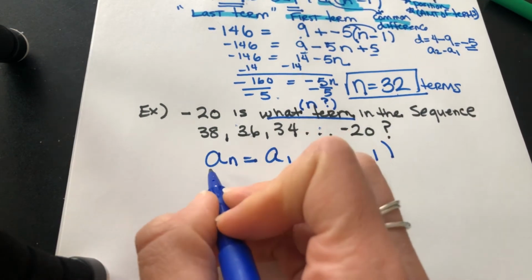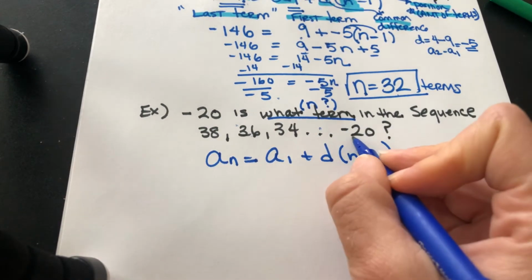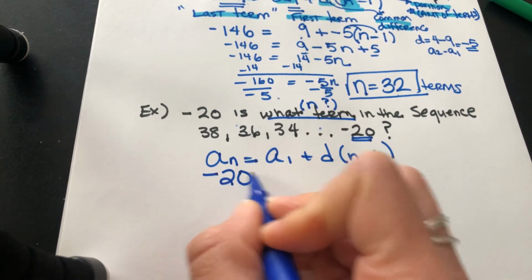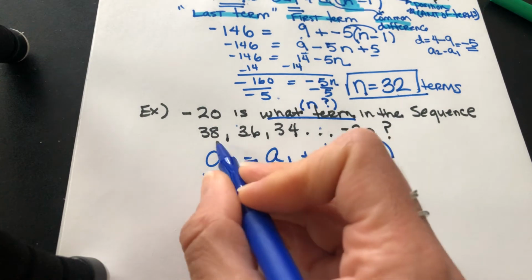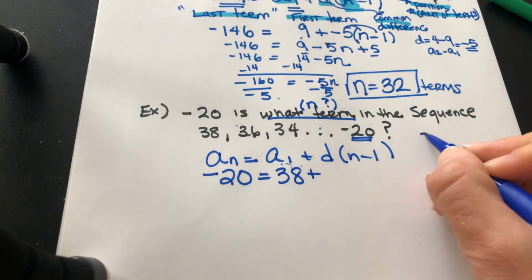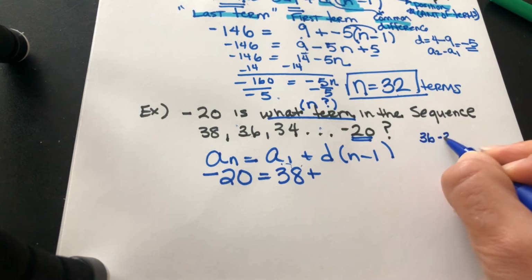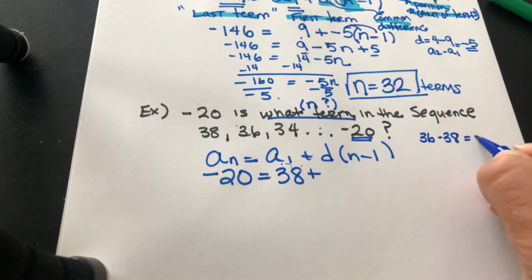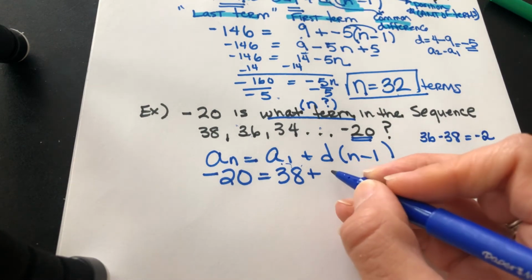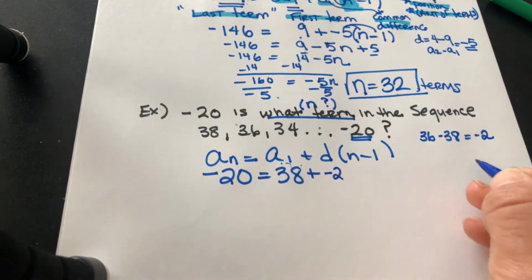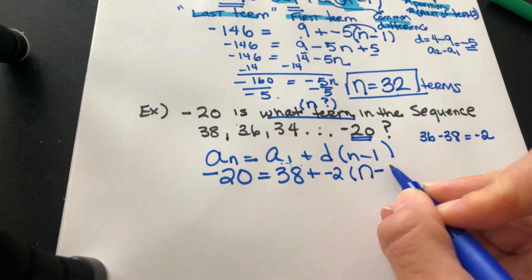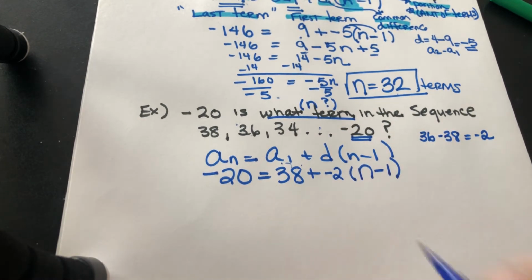Okay, here we go. A sub n is the last term. This is my last term in my sequence. A sub 1 is my very first term. So the common difference, I'm going to take my second term minus my first term, and I get a -2. I know you guys can just visually see that, but I just want to keep reiterating the rule. And then here we go, n, which I don't know, -1.